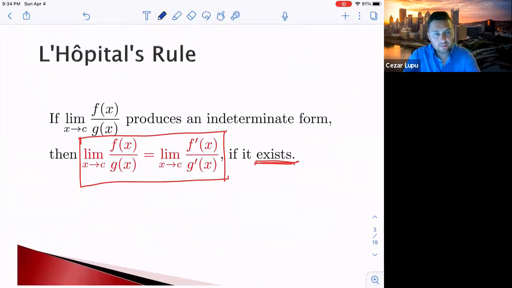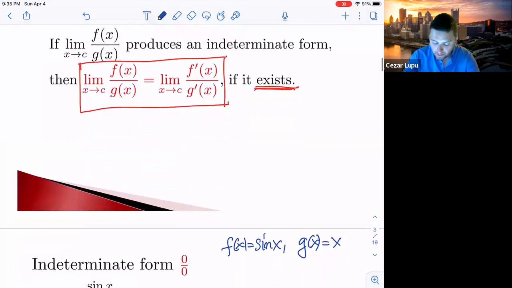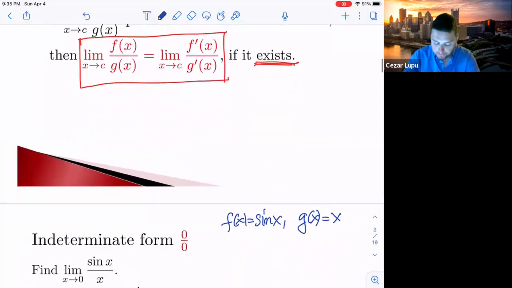So if the limit of the quotient produces an indeterminate form, which in our case is 0 over 0, then the limit of the quotient is the limit of the quotient of the derivatives. Great. So in our case, f prime of x is cosine of x, and g prime of x is 1.